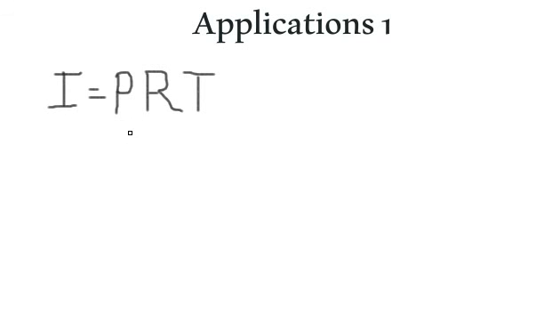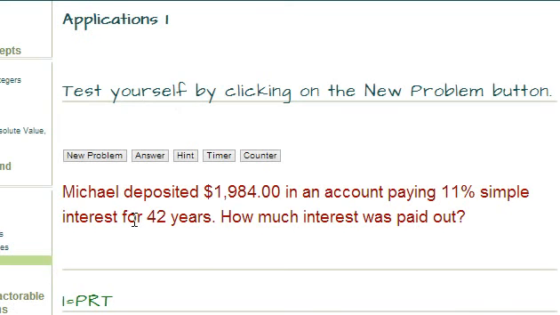Okay, in this problem here, we're going to be working a simple interest problem. So let's actually go to the website. All right, so here's the problem. We've got Michael deposited $1,984 in an account paying 11% simple interest for 42 years. Yeah, 11% is pretty high, but just go with me on this. It's asked how much interest was paid out.